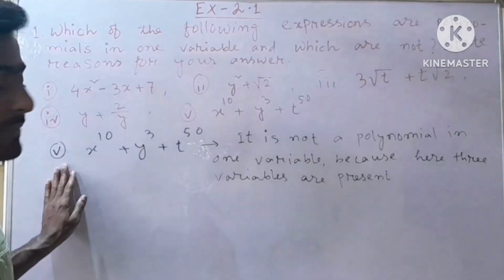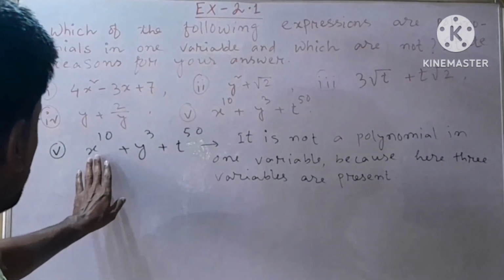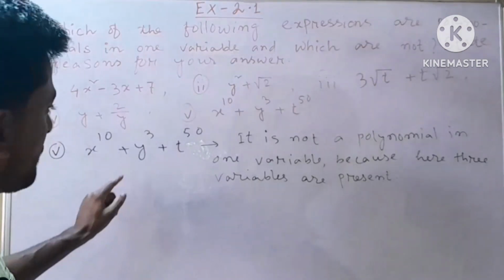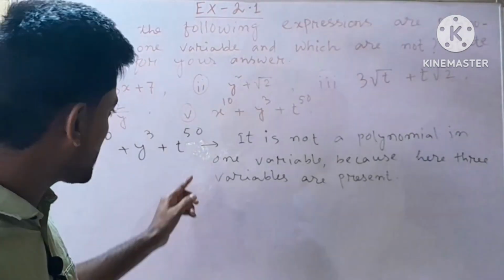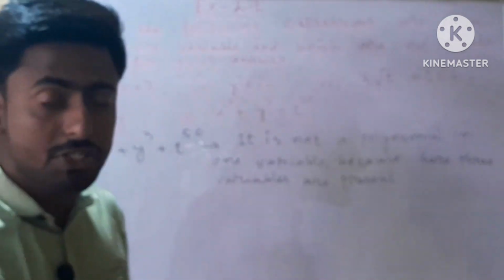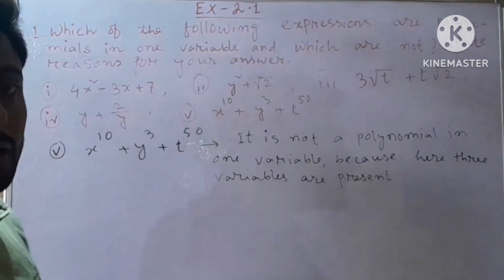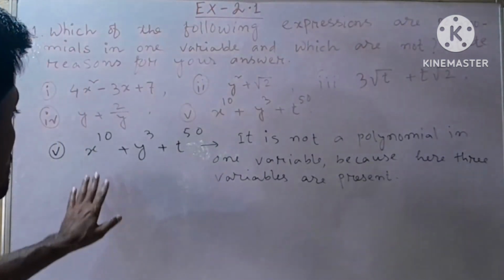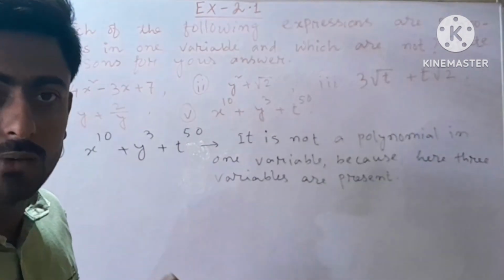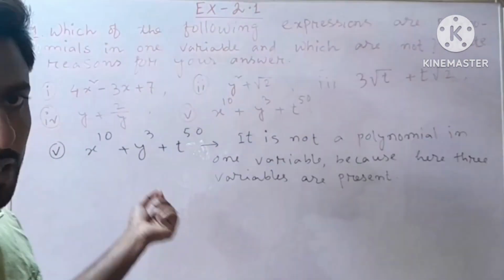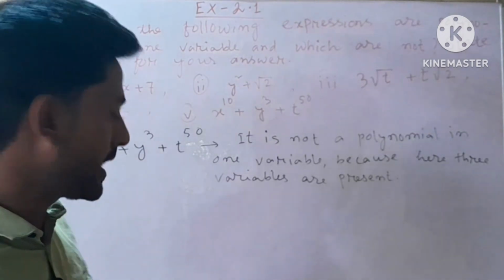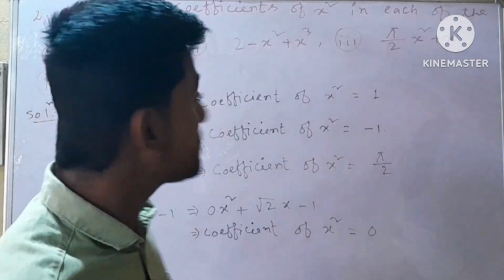Next, Roman number 5, you see here the polynomial given x power 10 plus y power 3 plus t power 40. Students, it is also not a polynomial in one variable, because you see here 3 variables are present. So therefore this is not a polynomial in one variable. Next, students, we are going to solve question number 2.